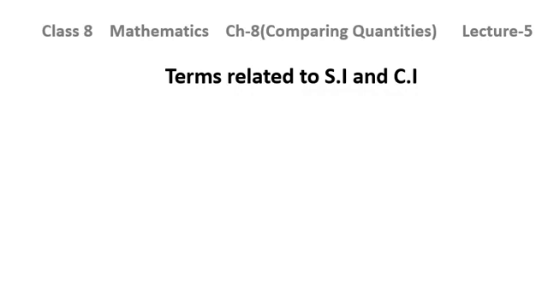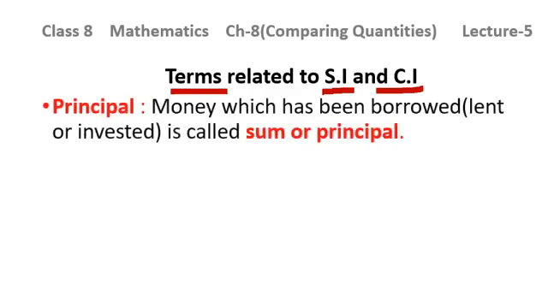So I am discussing here the terms related to SI, that is simple interest, and CI, that is compound interest. So let us see the terms related to them. Principal. Principal is the very first term which is related to both. And how will you define principal? What actually is the principal?